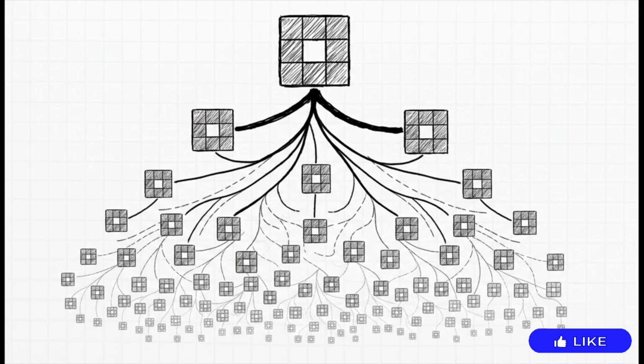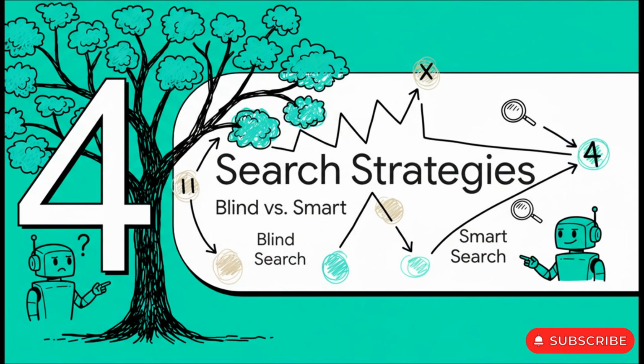Now, this is where it gets really cool. Every single move creates a new branch. And then from each of those new states, even more branches are created. What you end up with is this massive, sprawling search tree of possibilities. The AI's job is to somehow navigate this huge tree to find the one single path that leads to the goal. But how on earth does an AI explore a tree that big without getting lost forever?